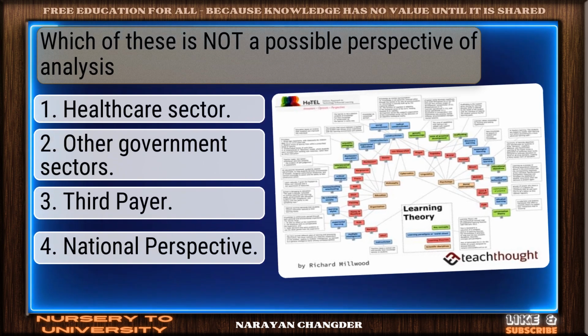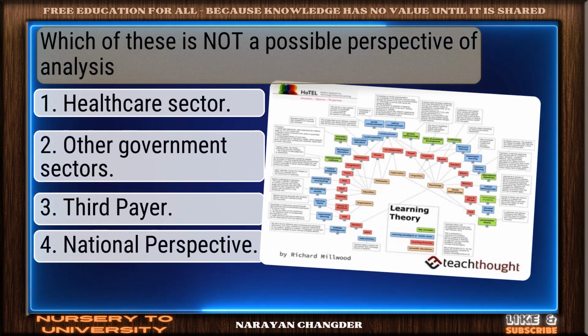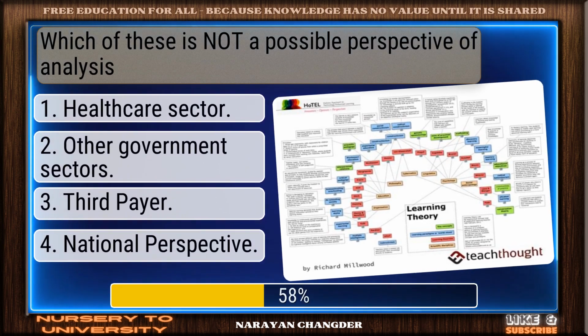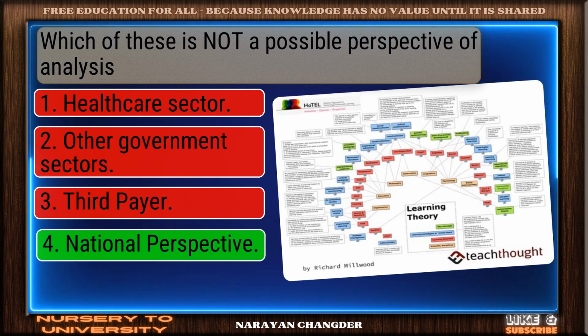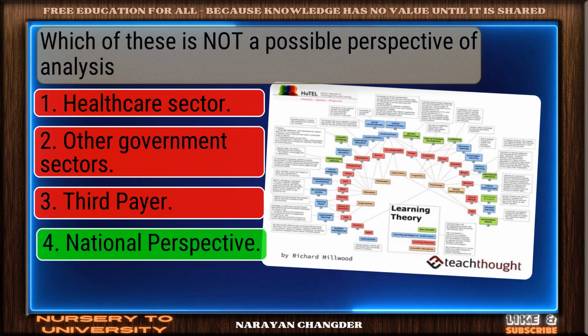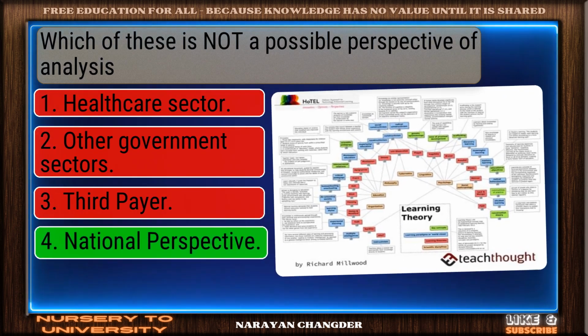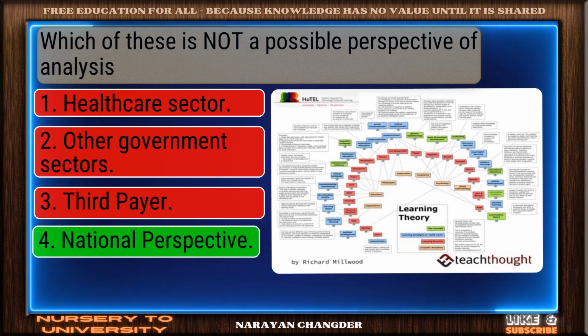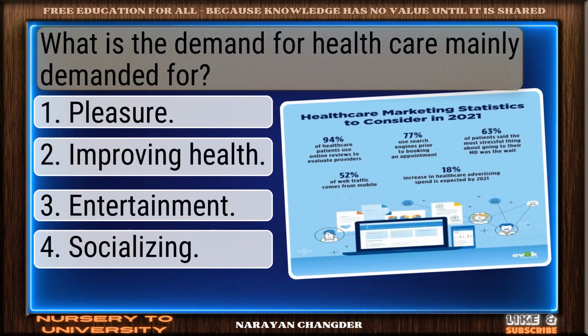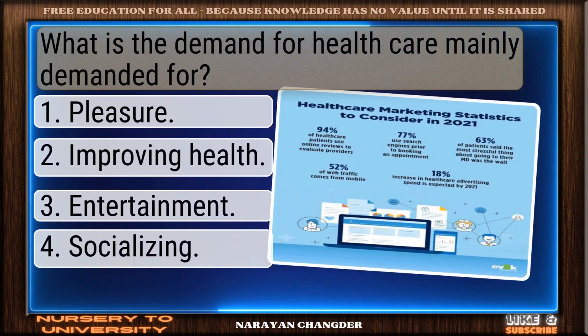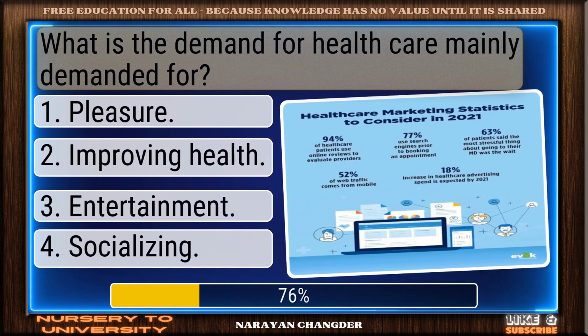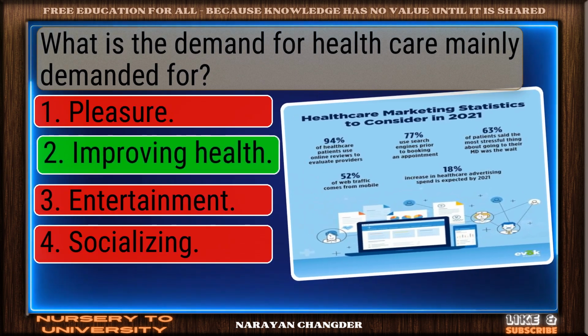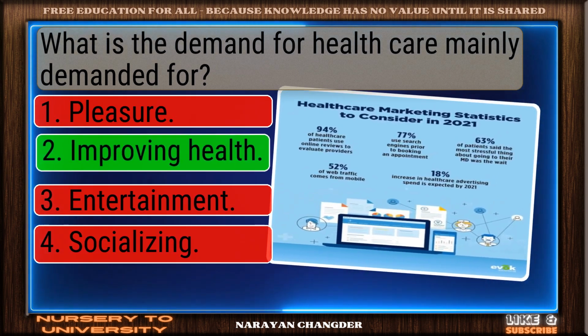Which of these is not a possible perspective of analysis? Correct response. National perspective is the most accurate answer. What is the demand for health care mainly demanded for? Valid point. Improving health is true.